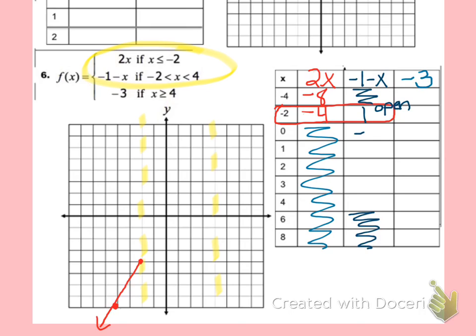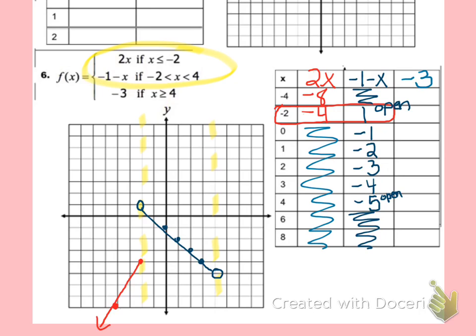Substituting in a 0 for x would give me -1. Substituting in 1 for x would give me -1 minus 1, that's -2. Substituting in 2 would give me -3. Plugging 3 in would give me -4, and 4 in would give me -5. Now on this one, I'm also going to have an open dot because it says that it's less than 4. So technically I shouldn't have plugged in 4, but I want the graph to go right up to that line and just shy of it. So on both of those spots, I'm going to put an open dot. So here are those points plotted, and I'm going to connect those between those two boundary lines.